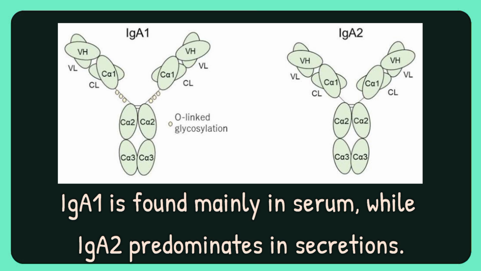IgA2, on the other hand, is found mostly in mucosal secretions like saliva, tears, intestinal fluid, and breast milk. Its shorter hinge region makes it resistant to bacterial proteases.